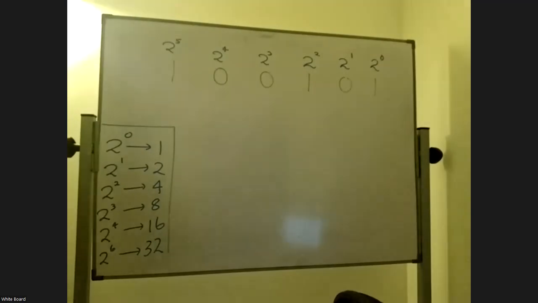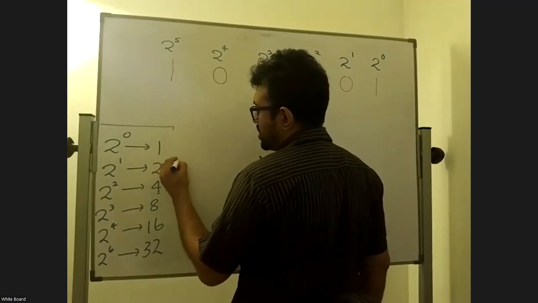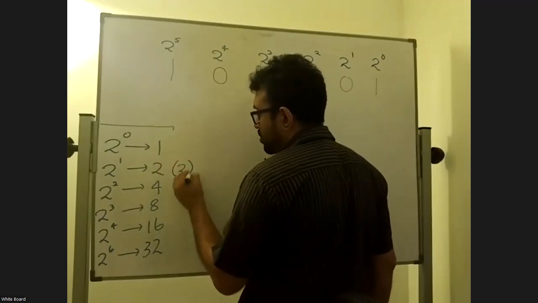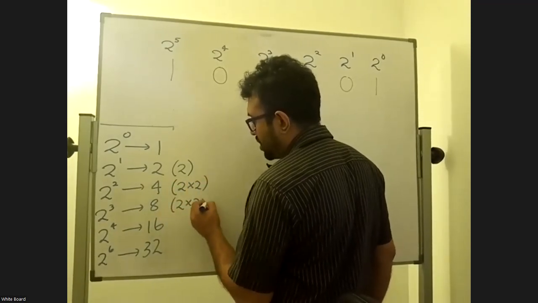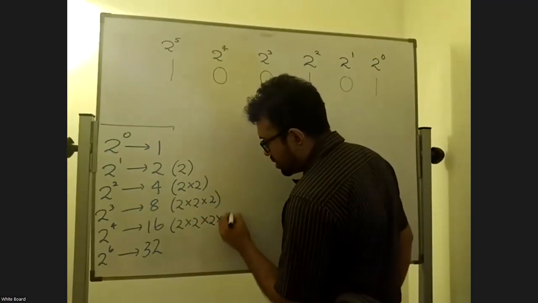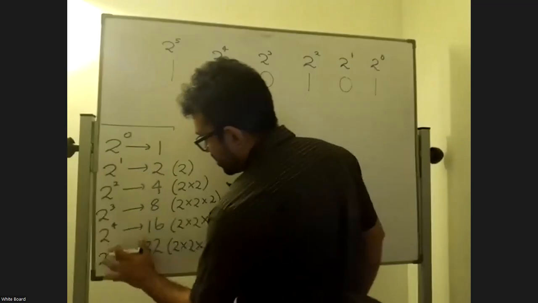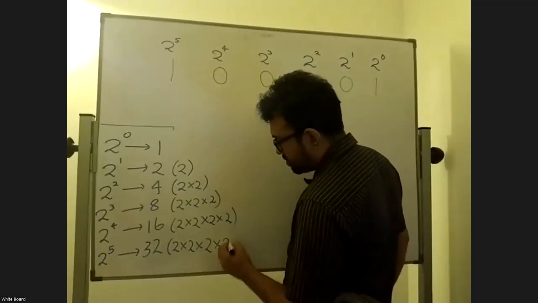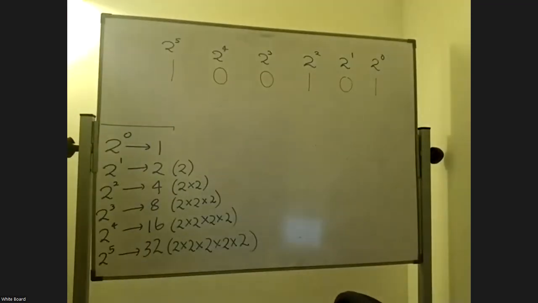So how do you create this one? This one is only 2. This is going to be 2 into 2. This is going to be 2 into 2 into 2. This is going to be 2 into 2 into 2 into 2. This is 5 times 2, 2 to the power 5. Sorry, this one should be 5. Like this it goes on. So this is a certain table that you might have to refer when you simplify that. Right.